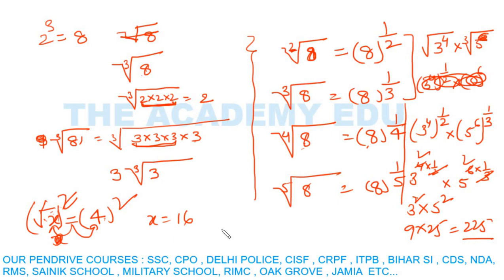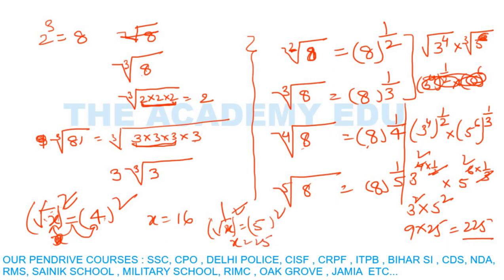Similarly, if I say root x equals 5, to remove this root, I will make a square here. The square and the root cancel, and you will get x equal to 25.